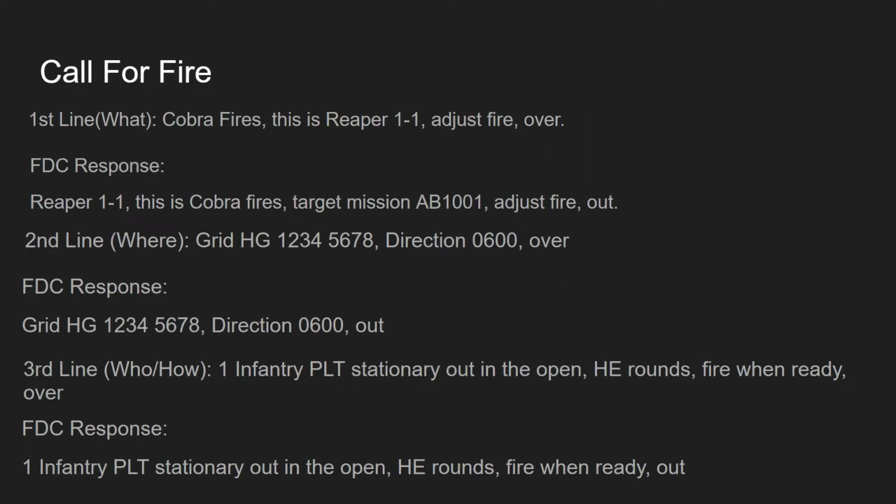All 3 lines together would be "Cobra Fires, this is Reaper 1-1, adjust fire, over." FDC will respond "Reaper 1-1, this is Cobra Fires, target mission Alpha Bravo 1001, adjust fire, out." We'd then say "Grid Hotel Golf 1 2 3 4 5 6 7 8, direction 0600, over." FDC will acknowledge by repeating it back. We'd then say "1 infantry platoon stationary out in the open, high explosive rounds, fire when ready, over." FDC will respond "1 infantry platoon stationary out in the open, high explosive rounds, fire when ready, out."